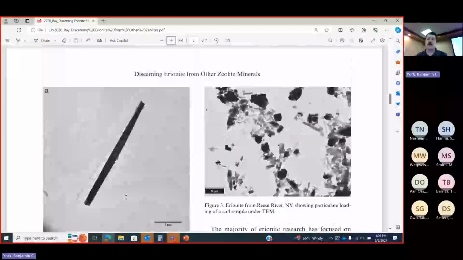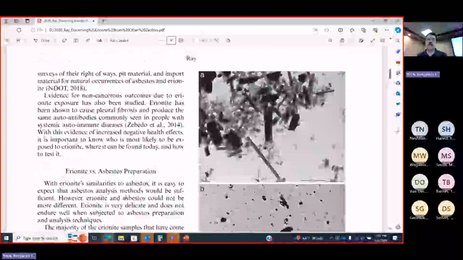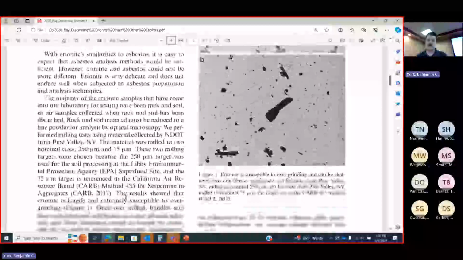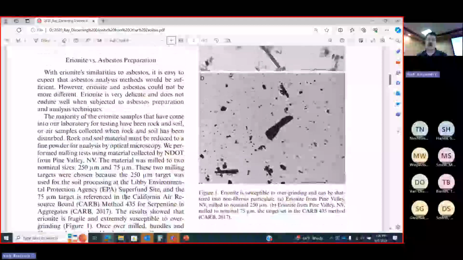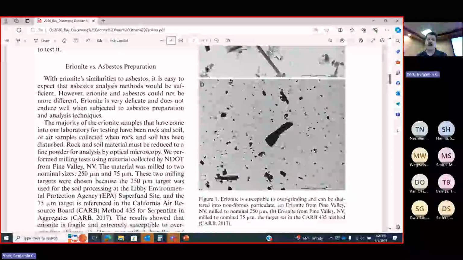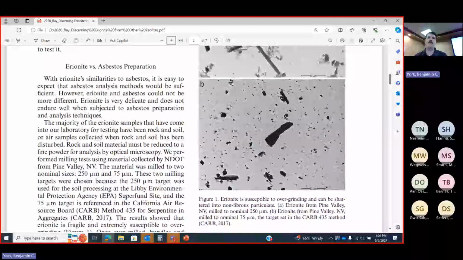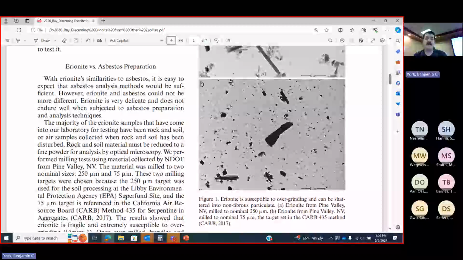But just from prepping the sample, the picture here is, I think, what they say. So 250 micron. And then once they milled it down to 75, you see that the fiber's pretty well destroyed. So just trying to prep the sample, you can abrade or weather this down to where basically it's not a fiber anymore. And so you could assume that it's not hazardous anymore.